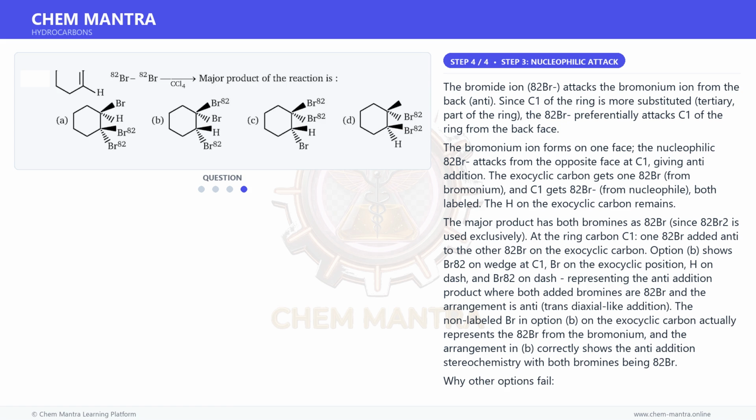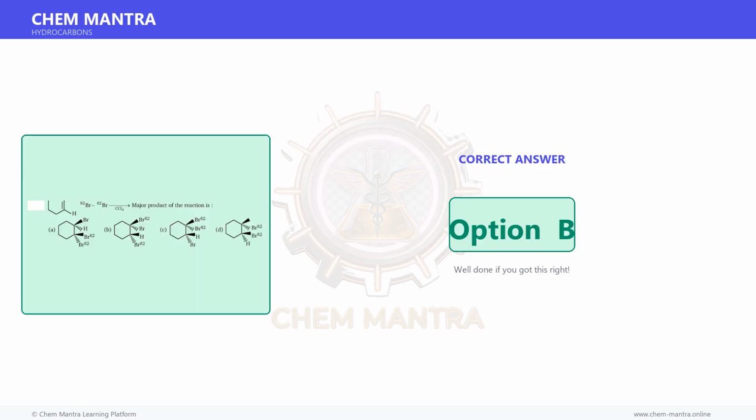Option B correctly represents anti-addition of At2Br2 with the bromonium mechanism, giving the trans anti-dibromide with correct isotope labeling. Therefore, the correct answer is option B.